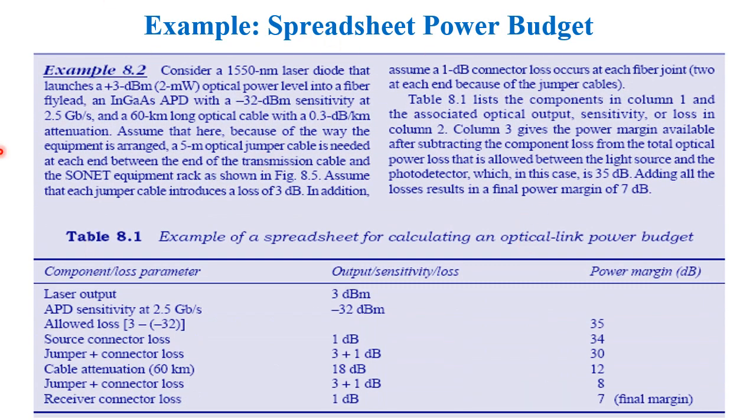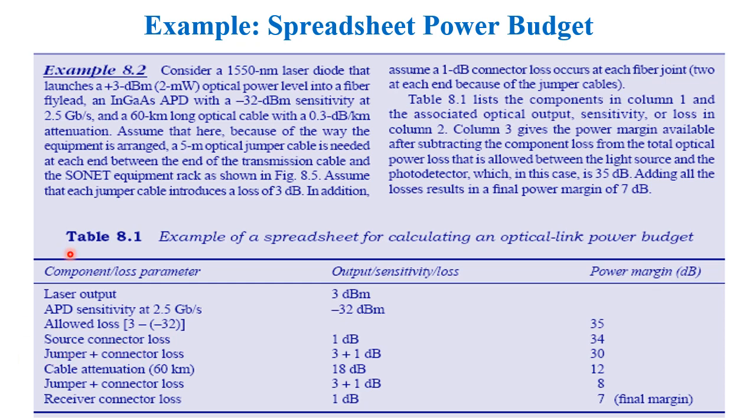And this is another example for the power budget. Again, the statement is given. According to the statement given, we can list it out in a spreadsheet for calculating the optical link power budget. Laser output is 3 dBm. APD sensitivity at 2.5 gigabits per second is equal to minus 32 dBm. Allowed loss is 3 minus of minus 32. So this is the allowed loss.